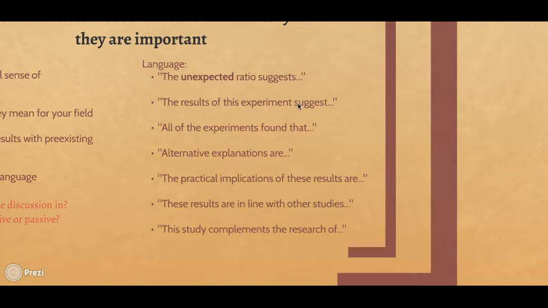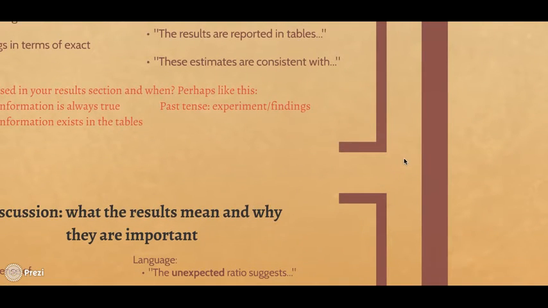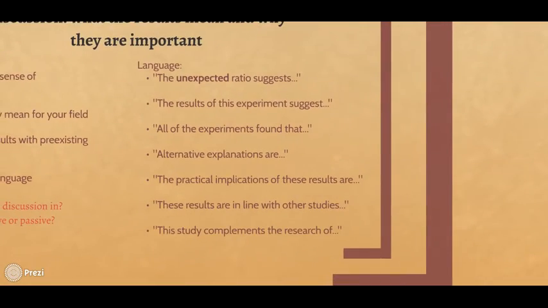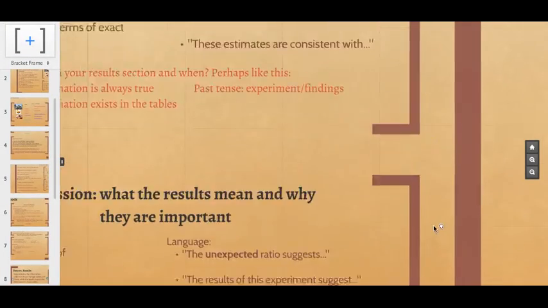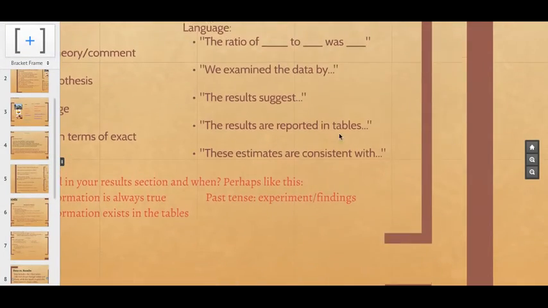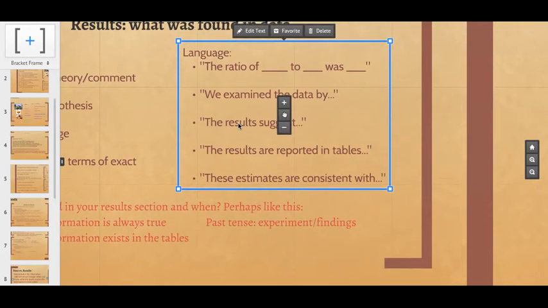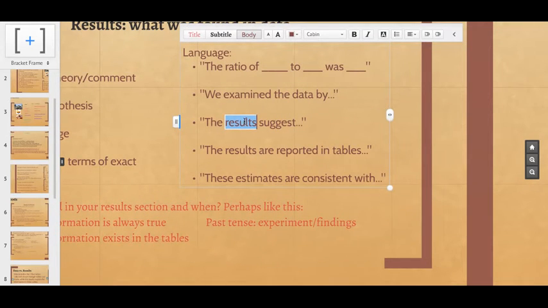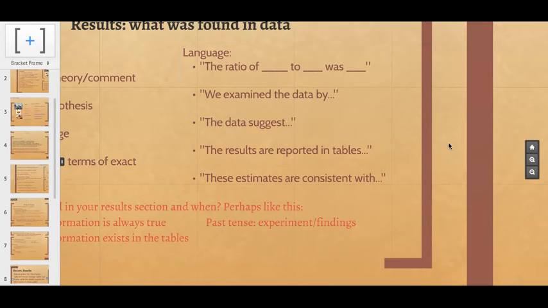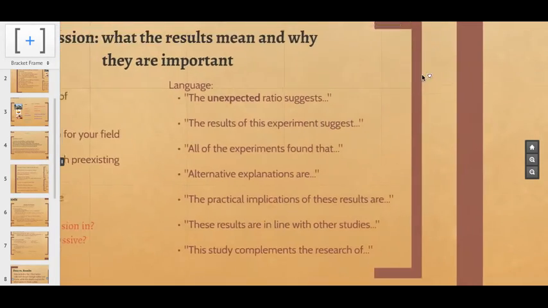The results of this experiment suggest, you can talk about that, it's similar to this, right? A little bit different. Here you're going to be talking about, you can say the results are reported. Sometimes you might say the results suggest. You might say the data suggest here. And then here you're going to talk about the results.